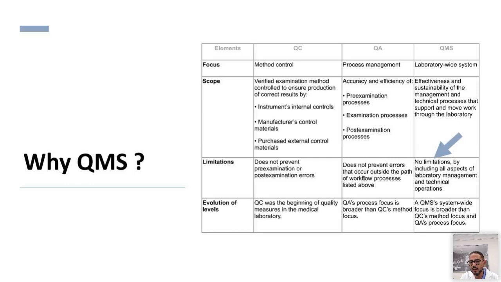And finally, we are looking at the quality management system, which is a wide system. It's a laboratory-wide system. It looks at many different scopes, including the effectiveness and sustainability of the management, technical processes that support and move work through the laboratory. So from each and every single dimension, it is tackling the performance within your lab. And it has no limitation.